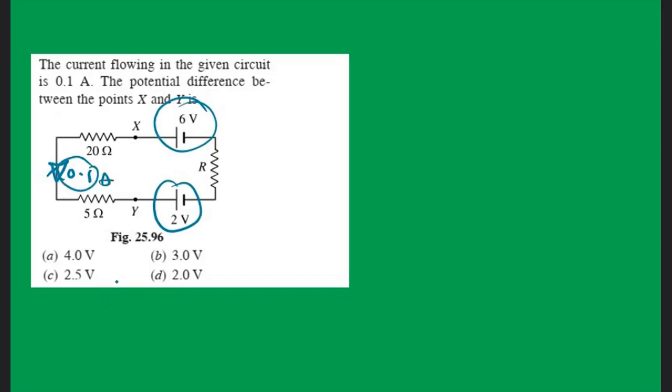The potential difference between point X and Y, right. So the easiest thing I can do is ground this point X, and of course you can see the current flows from X to Y, so the potential at X, let's say it's Vx, potential at X is greater than Vy, of course. Then I can find the potential difference across 20 ohms.